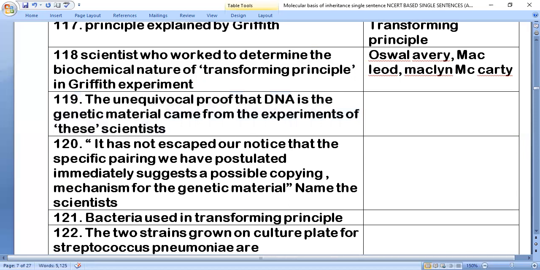The unequivocal proof that DNA is the genetic material came from the experiments of these scientists: Alfred Hershey and Martha Chase, in 1952.